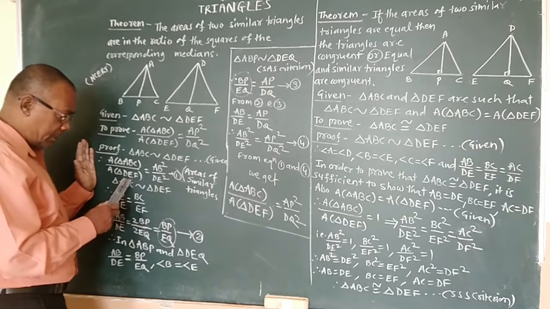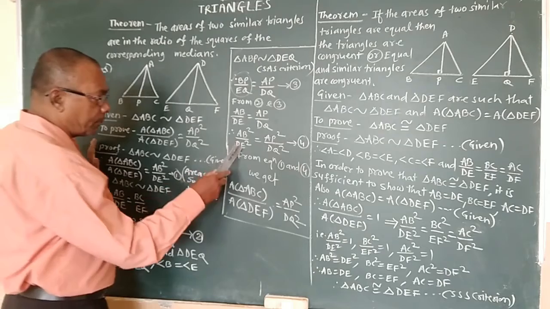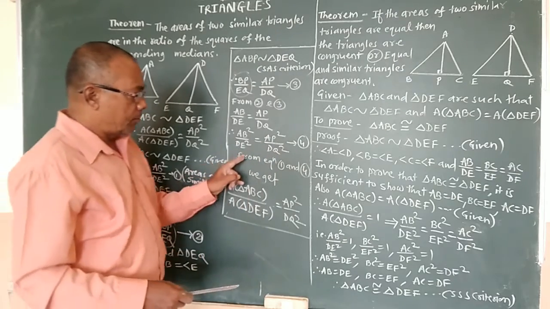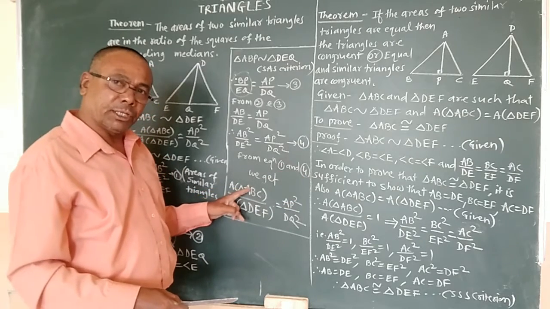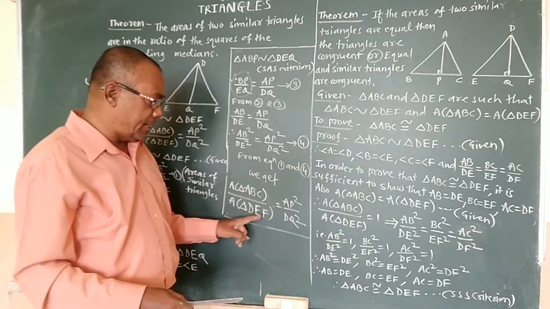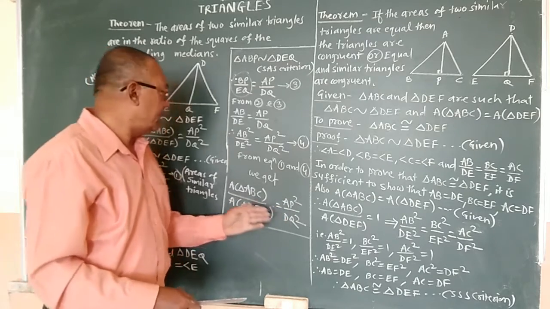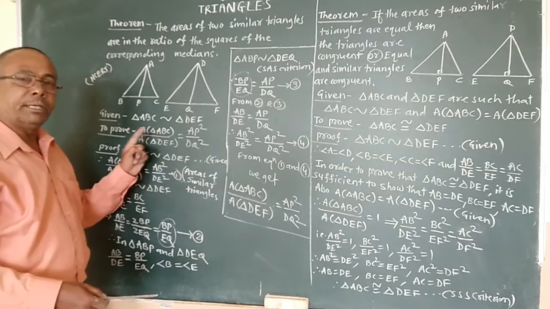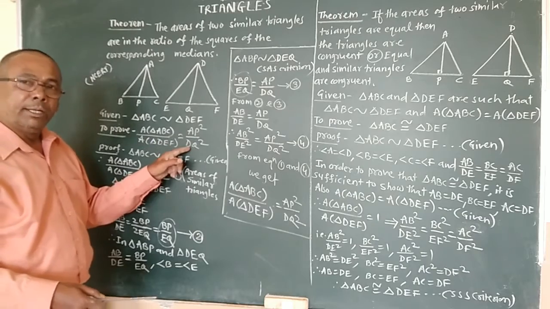triangle DEF is equal to AB square upon DE square. But AB square upon DE square is equal to AP square upon DQ square, and therefore from equation 1 and 4 we get area triangle ABC upon area triangle DEF is equal to AP square upon DQ square, and that is our proof. This we had to prove: area triangle ABC upon area triangle DEF is equal to AP square upon DQ square.